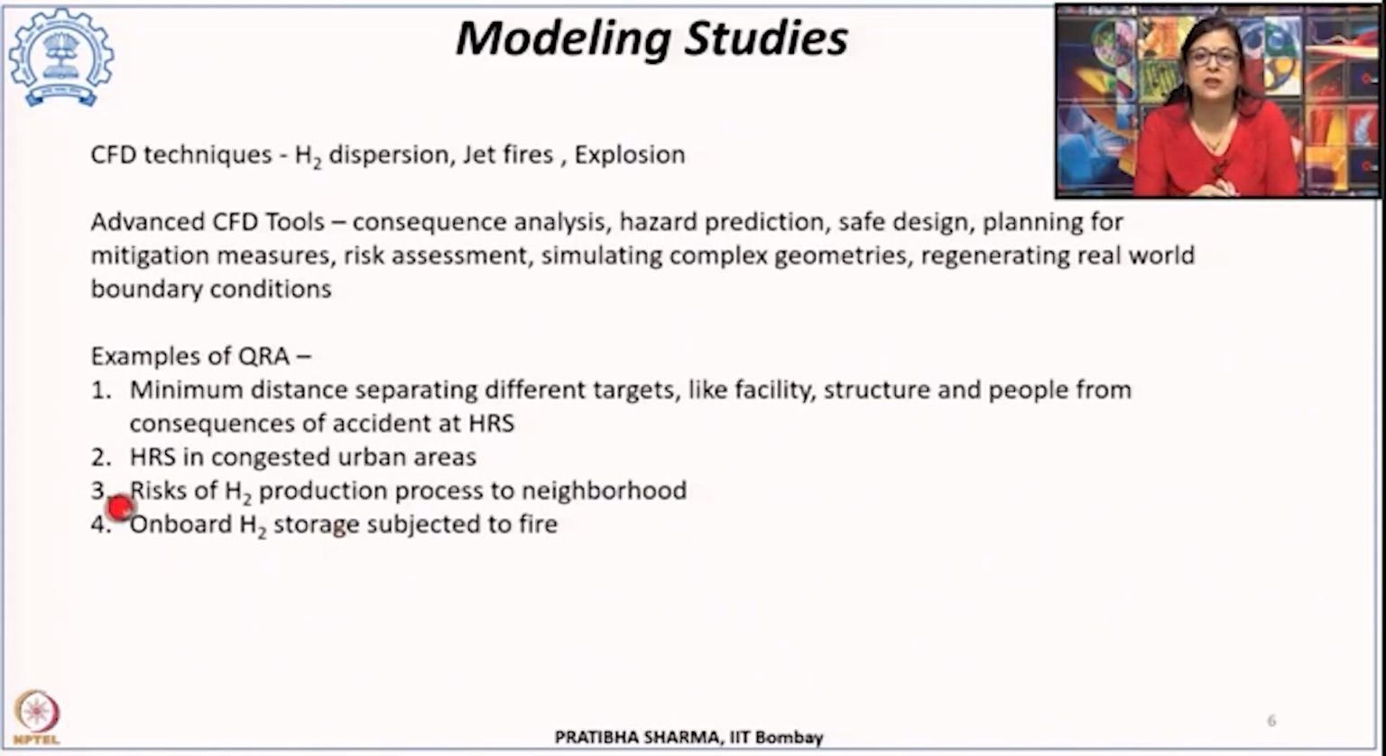Or if a hydrogen refueling station is located in a congested urban area, then what should be the design of such a station? What could be the risk associated with the hydrogen production process to the neighborhood of that plant? If an onboard hydrogen storage system is subjected to fire, what could be the resulting hazards? So these are some of the examples which have used QRA, and there are studies which have been carried out to understand the hazards associated with these situations.